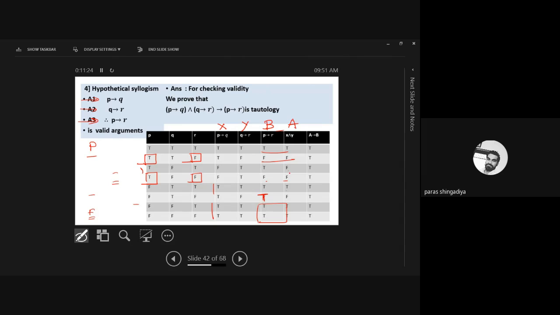Clear? So now in this last column, we get all these answers as a tautology. All these answers are T, so it is a tautology. And therefore, A1, A2, and A3 form a valid argument. Okay, these are valid arguments. It is called hypothetical syllogism.